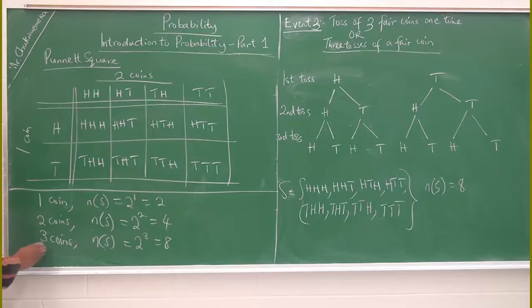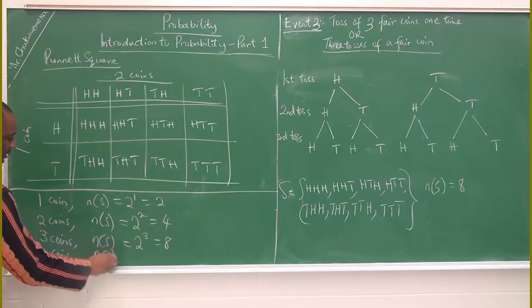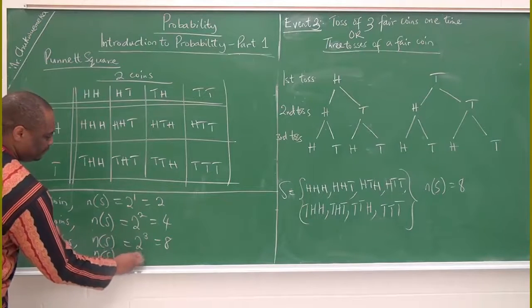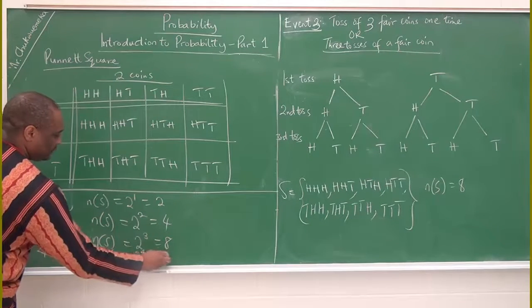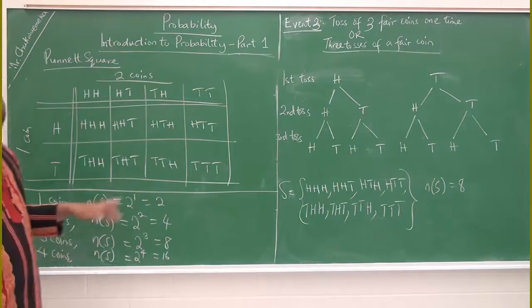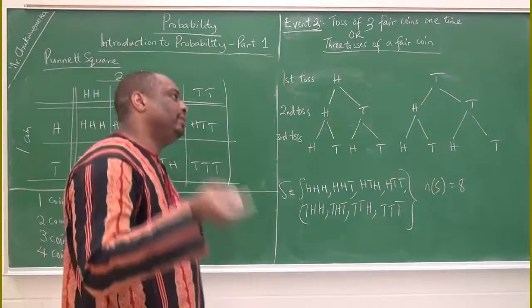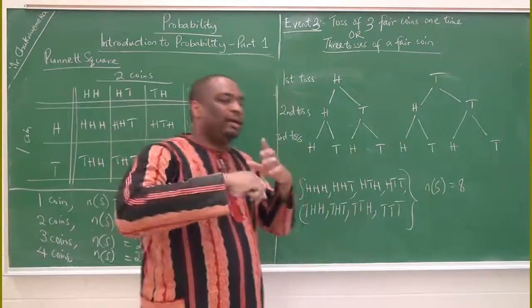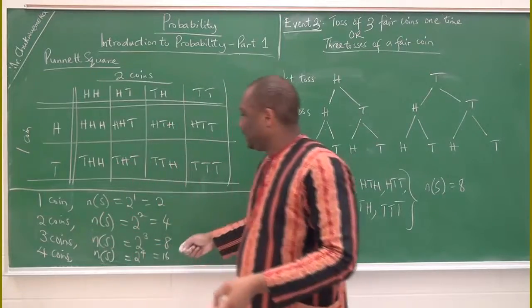So for 4 coins now, what do you think the cardinality of the sample space will be? It will be 2 raised to power 4, which is 16. Head, head, head, head. Head, head, head, tail. Head, head, tail, tail. Yeah, if you list it, it should be up to 16.